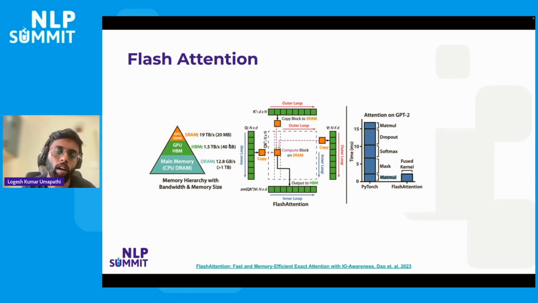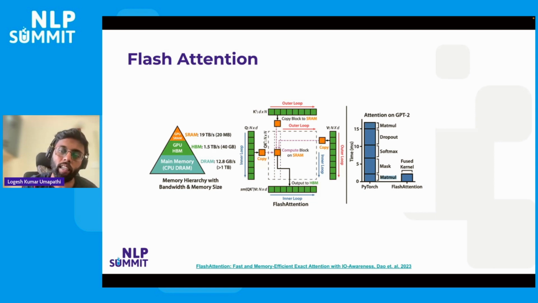So the authors have devised a way to tile the attention matrices that we have, and then do most of the calculations in SRAM so that it's much faster. And then they reduce the number of input-output transactions between the memory, so that way the whole attention is calculated much faster.